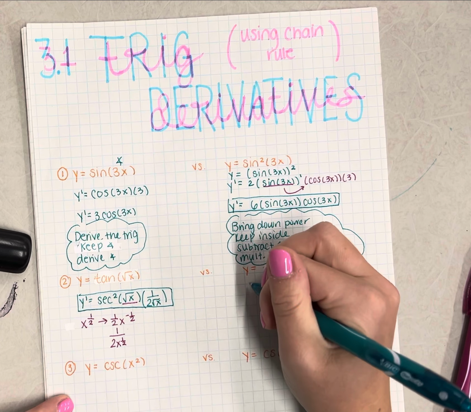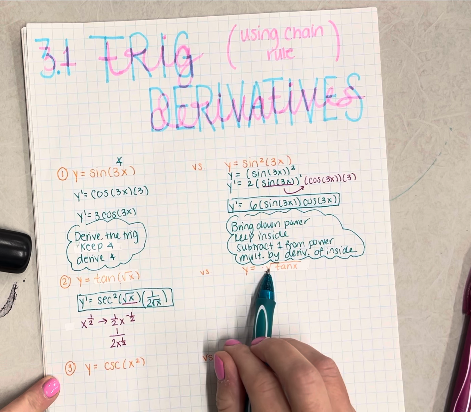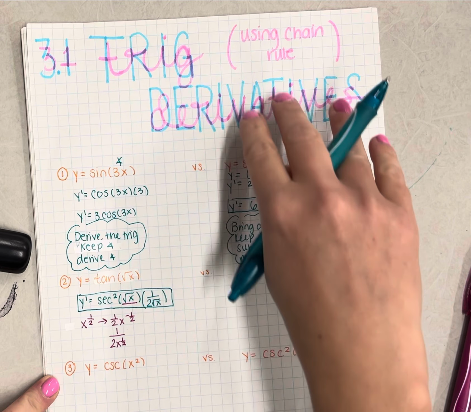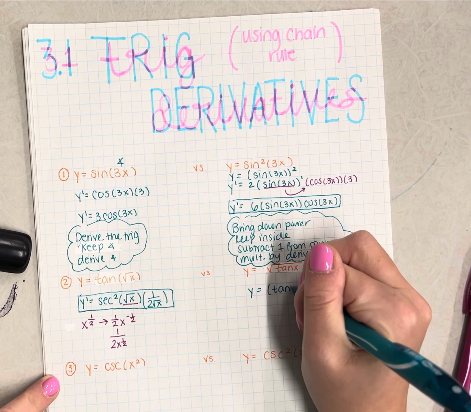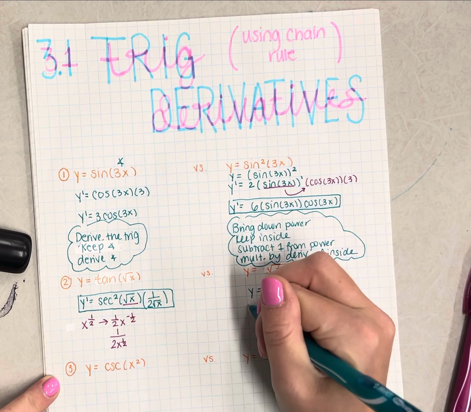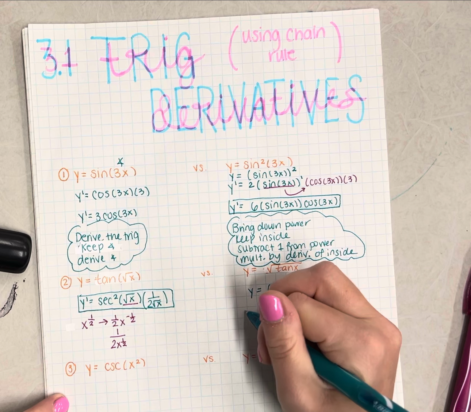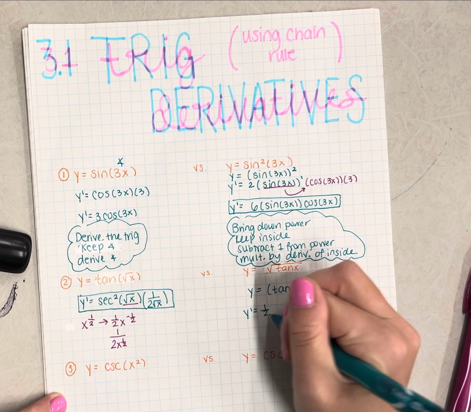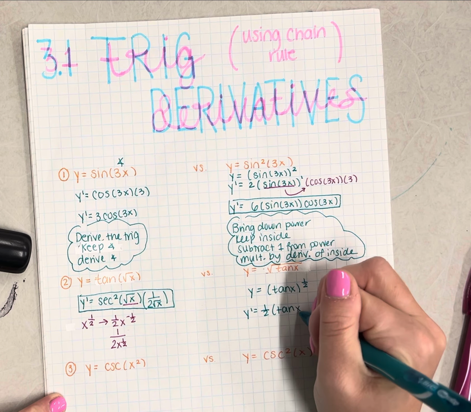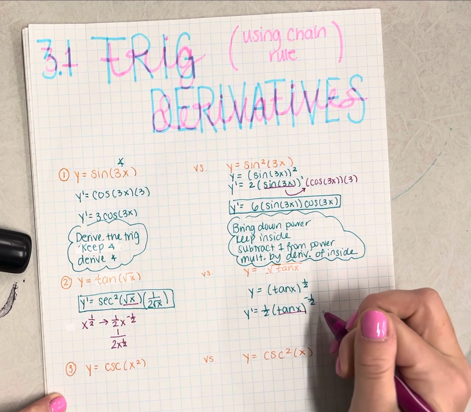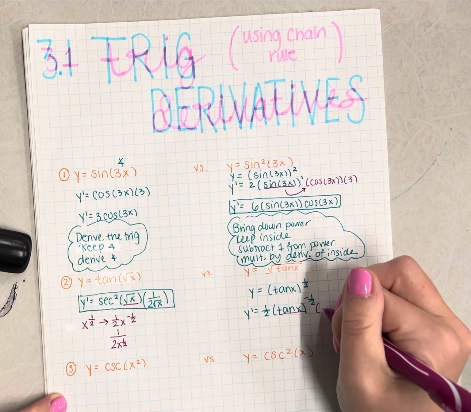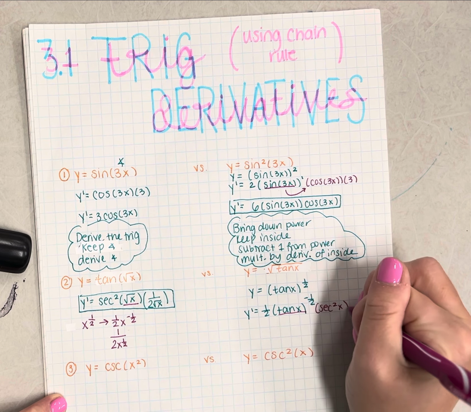Done. Okay, this one, first step, bring the power out. So this side, I'm going to stay consistent, okay? So first thing, let's bring the power outside. Now we're going to use my first chant. Ready? Bring down the power, keep the inside, subtract 1 from the power, multiply by the derivative of the inside. The derivative of tan is just secant squared.